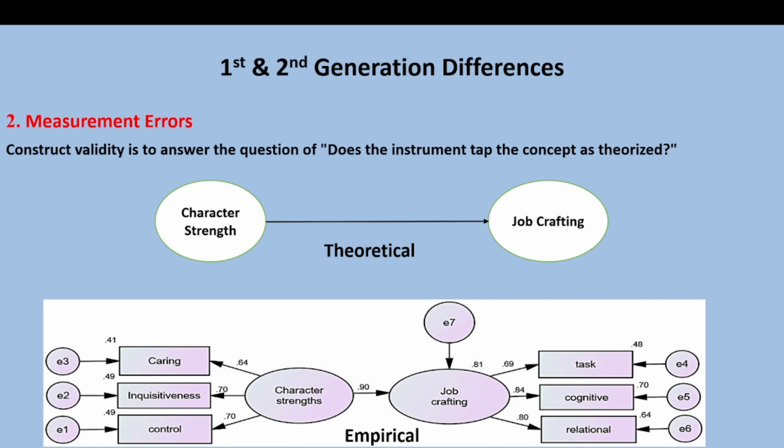We don't have measurement error. We assume that the items we collect are measuring the variable without error, and this is not true, because every time we collect data we have four possible errors.